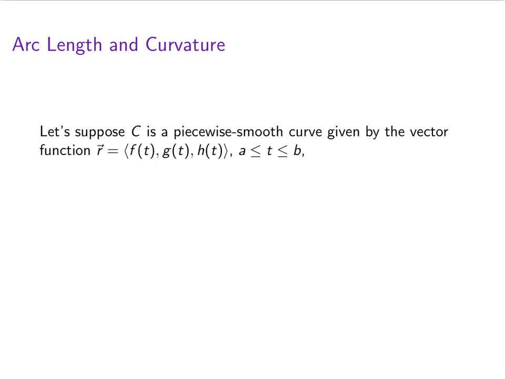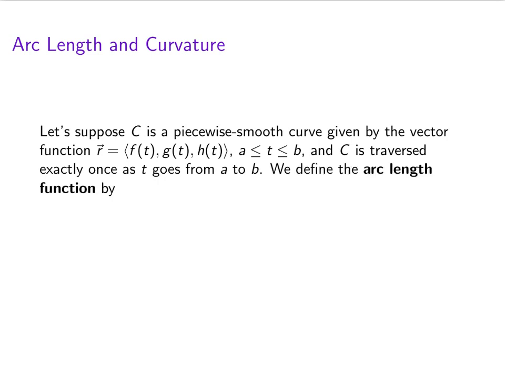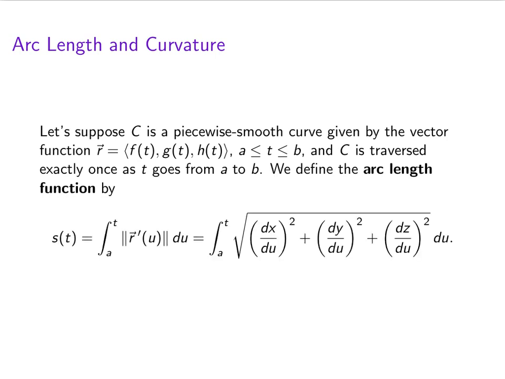Now, let's suppose that we have a piecewise smooth curve that's given by a vector function, and that the curve C is traversed exactly once as t goes from a to b. No looping around or retracing steps. We're going to define the arc length function using this.